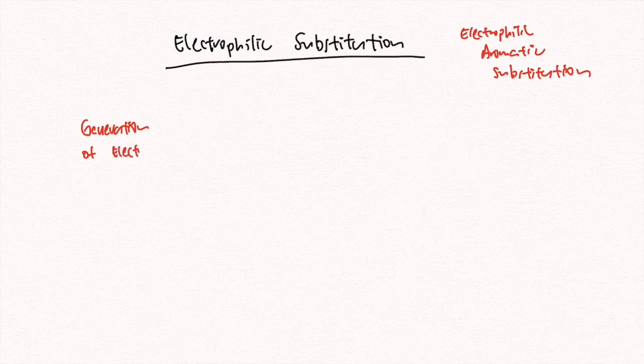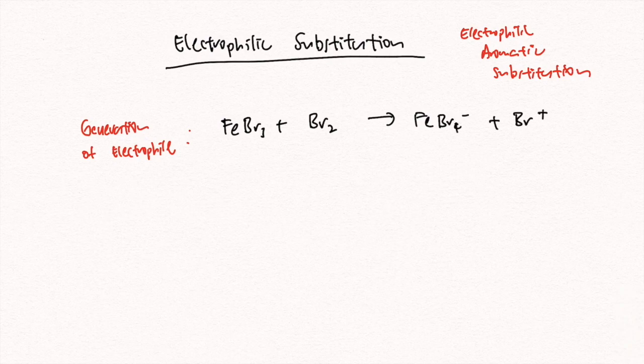One of the most common ways of generating an electrophile is using a Lewis acid catalyst. In this example, we use FeBr3, the Lewis acid catalyst, and react it with a bromine molecule, and this will produce FeBr4- and the bromine electrophile. Let me just use bromine and benzene for our example.